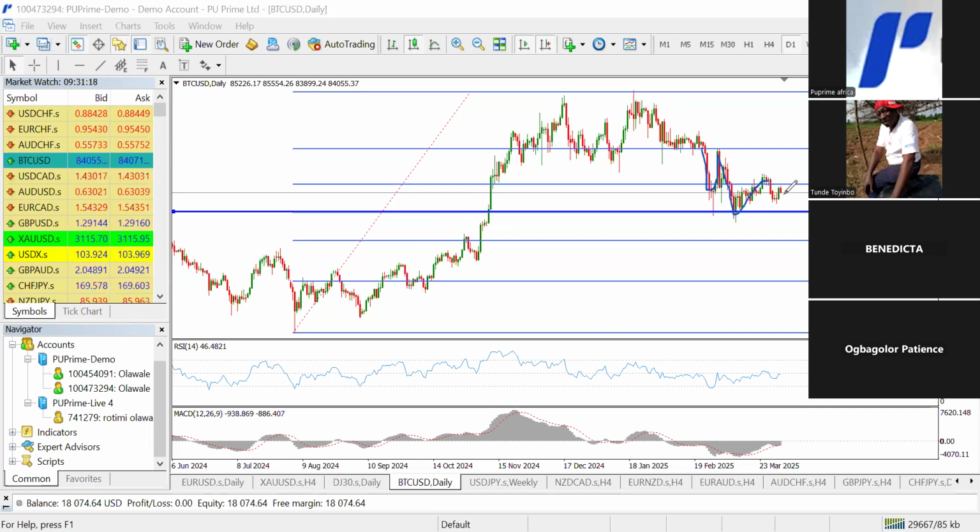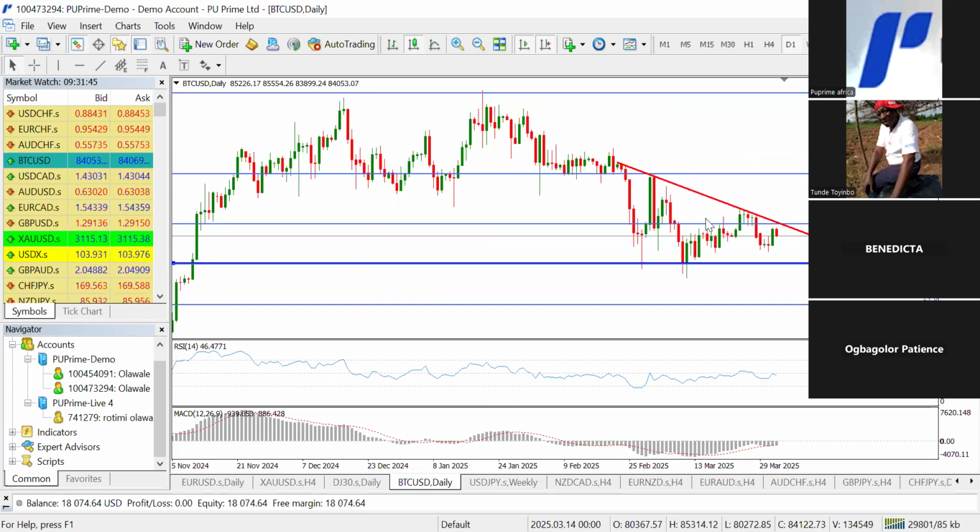I'm seeing an inverse head and shoulder forming on the daily. Now, it will take some time. What I'm trying to say technically is that we may still be expecting the bull run to continue. More so yesterday, we had a bull movement all through yesterday. It's an inverse head and shoulder, and this region here will be the neckline. All right. So if price breaks above the neckline region, then the bull run will continue.